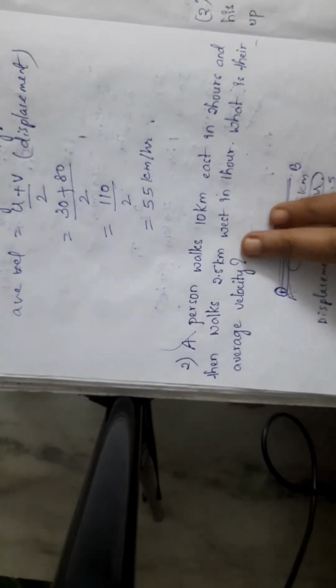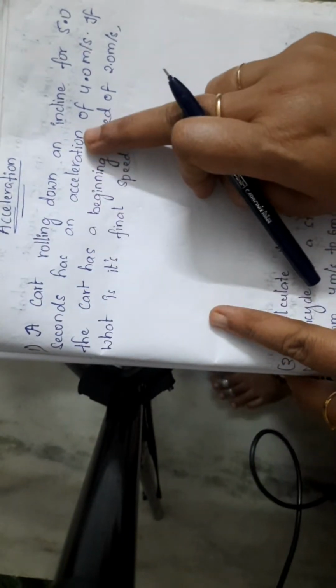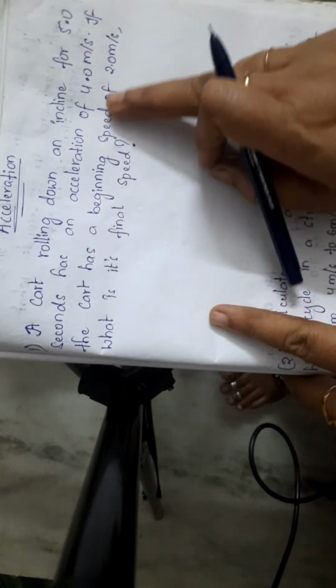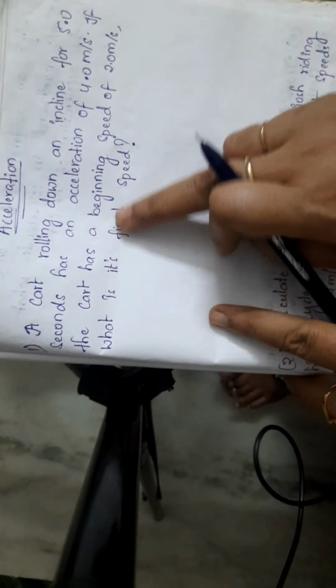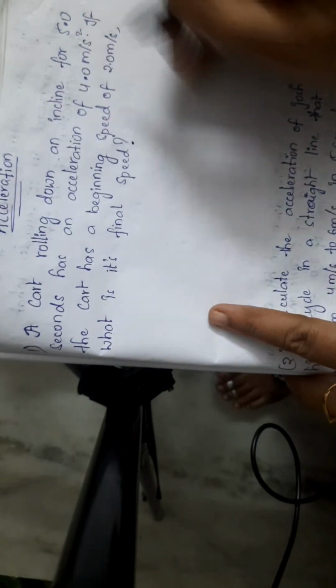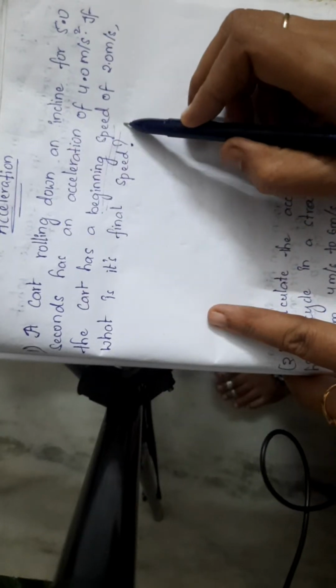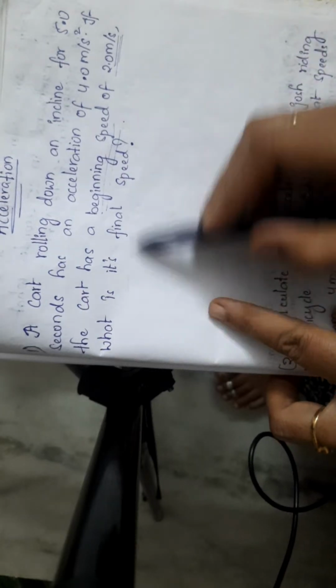That's based on acceleration. So this we covered average speed and average velocity. Now the next topic of laws of motion is acceleration. Here it is given a cart rolling down an inclined plane for 5 seconds has an acceleration of 4 meter per second square. If its beginning speed, which is nothing but the initial speed, is 2 meter per second, what is its final speed?